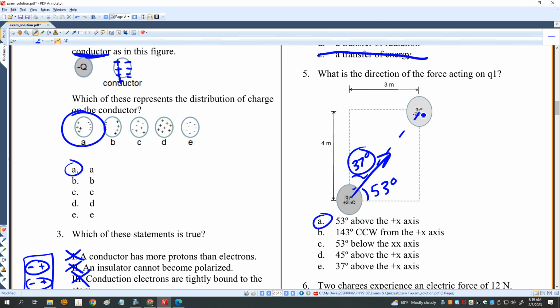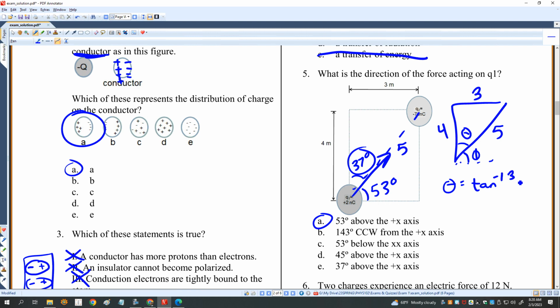Notice I have this 3, 4, 5 triangle. I'm going to redraw it. Let's see, I have 3, 4, 5. I want to know what this angle is, or really I want to know what its complementary angle is. But theta is the inverse tan of opposite over adjacent. That's 3 over 4, and that's equal to 37 degrees. And then I say 90 minus 37, and that gives me 53 degrees.